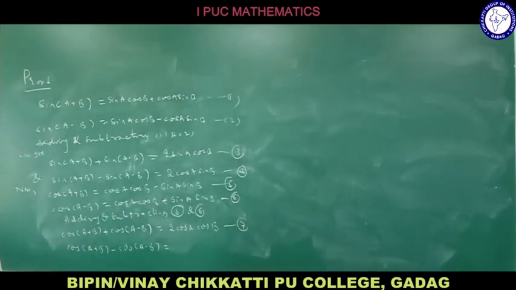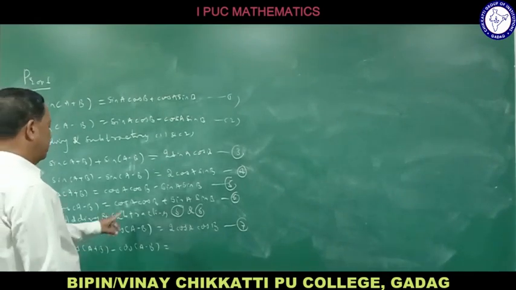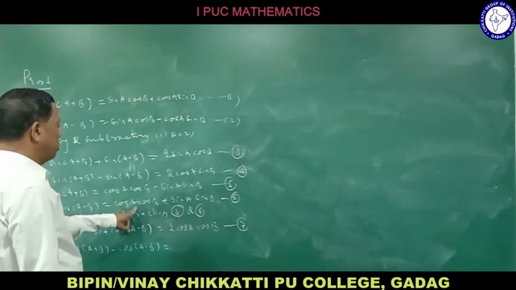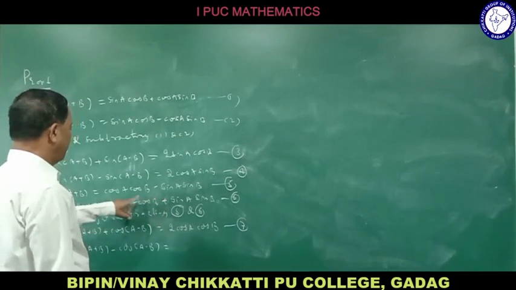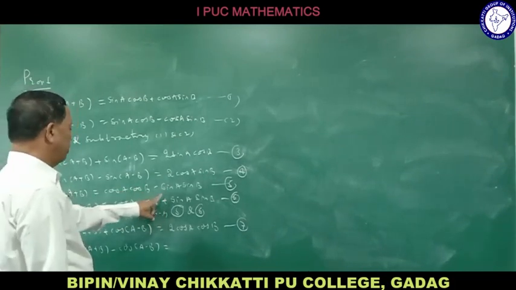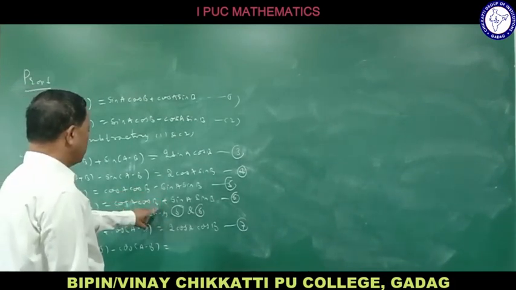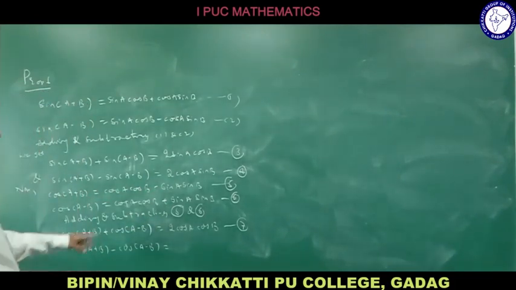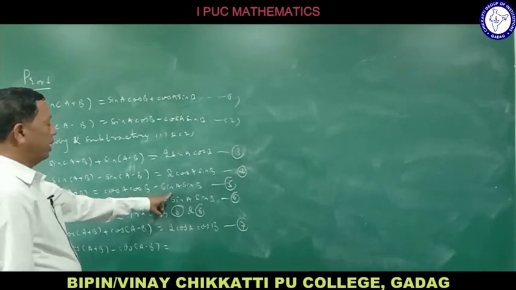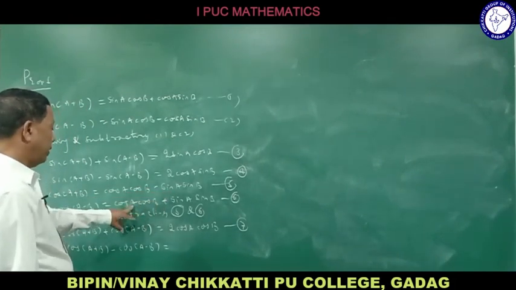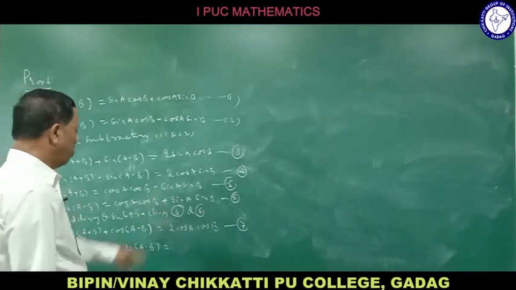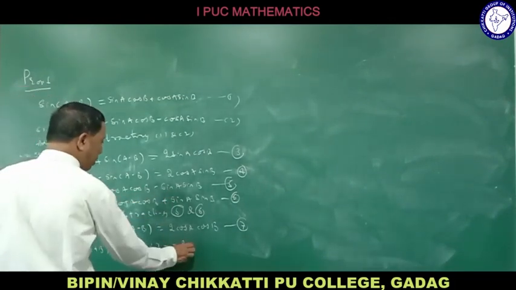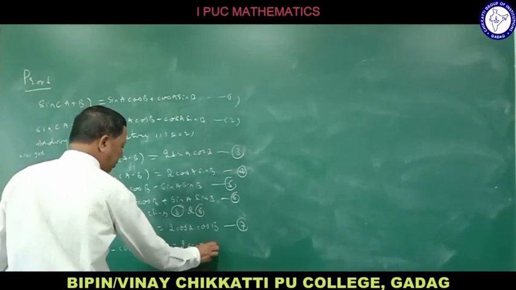And here you understand which terms are cancelling and which are remaining. What I say is that this minus this: cos a cos b plus sin a sin b minus cos a cos b plus sin a sin b. Here cos a cos b is cancelling, and minus minus is plus. So we get minus 2 times sin a sin b, we got it.